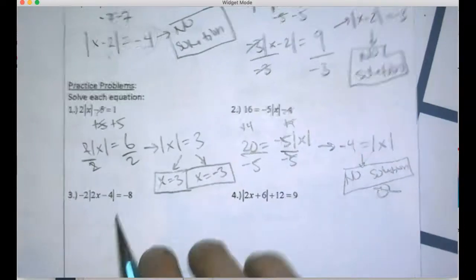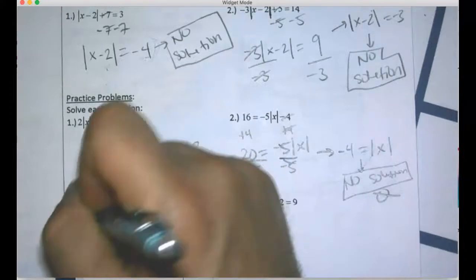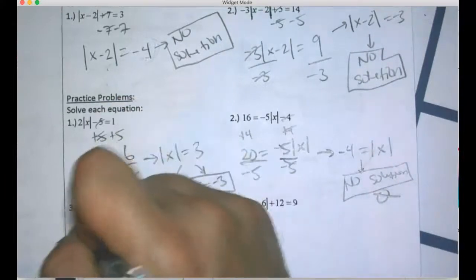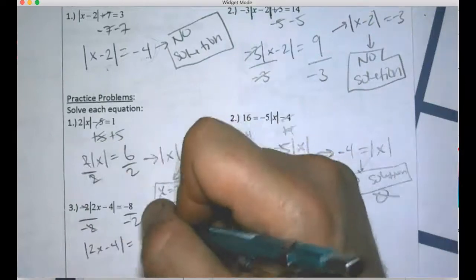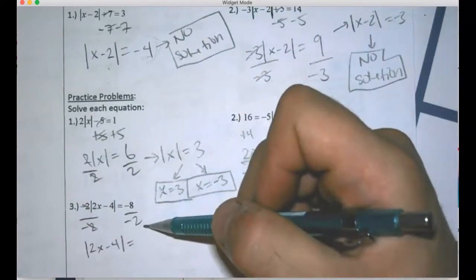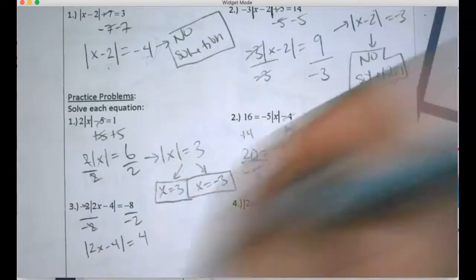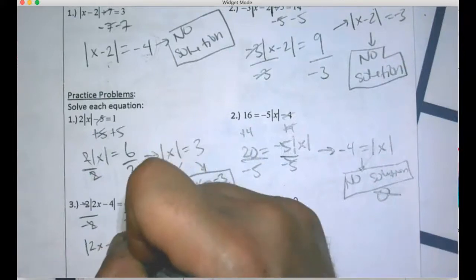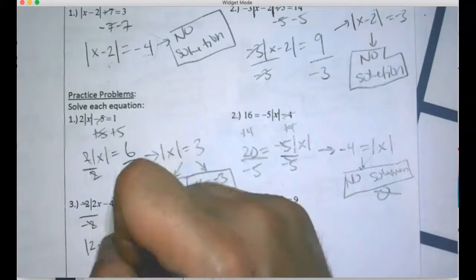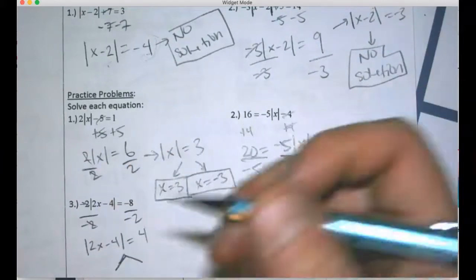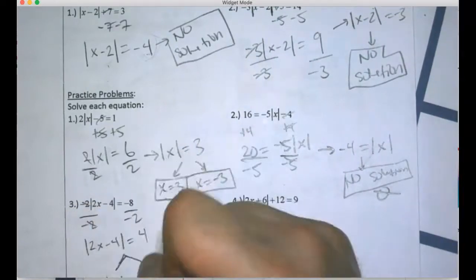Next one, I'm going to isolate the absolute value by dividing by negative 2. So negative 2 is gone, which leaves my absolute value isolated. A negative number divided by a negative number gives me a positive number, so positive 4, meaning I can keep going with this one. It's not a negative number. The absolute value is isolated and it equals a positive number, so I can keep going. It's going to have two solutions, not no solution. So 2x minus 4 equals 4, and 2x minus 4 equals negative 4.